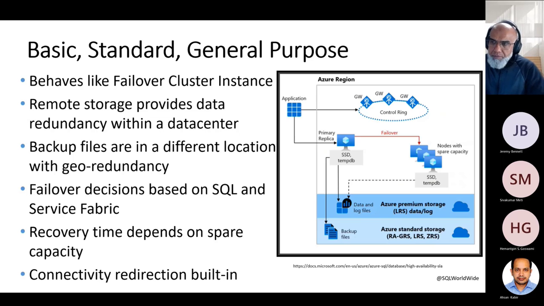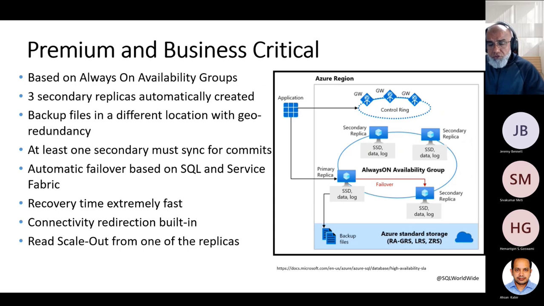This takes a little more time compared to the premium tier because you have to detach and attach the data and log files. If you look at that slide, it says LRS, so these are locally redundant. Your data and log files are actually getting copied to a different storage in case this storage goes south, so it can bring up from there. Your backup files are geographically redundant, so they get copied to another region too. The connection redirection is built in. You do not have to do anything, and I'll show that during the demo.